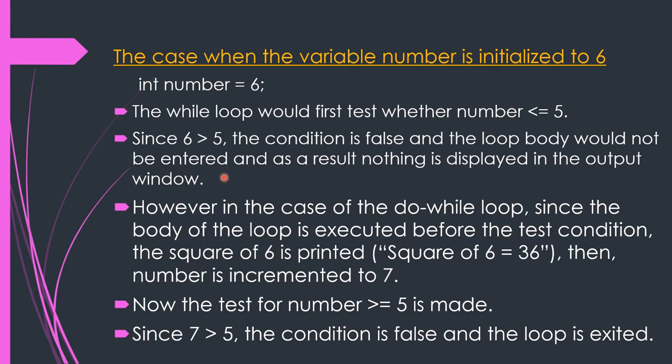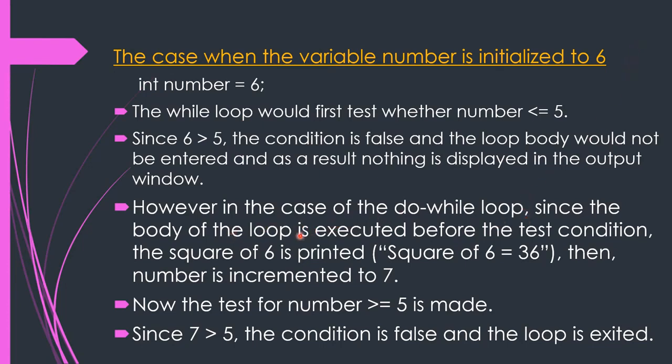So, as I just told, in while loop, first of all, we are going to test the condition. If it is true, then only it will be executed. But if it is false, it is not executed. So here in this condition, it is false. So that is why the statement is not going to be executed and nothing will be displayed in the output window. However, in the case of the do while loop, what will happen if we are using this same initialization in the do while loop?